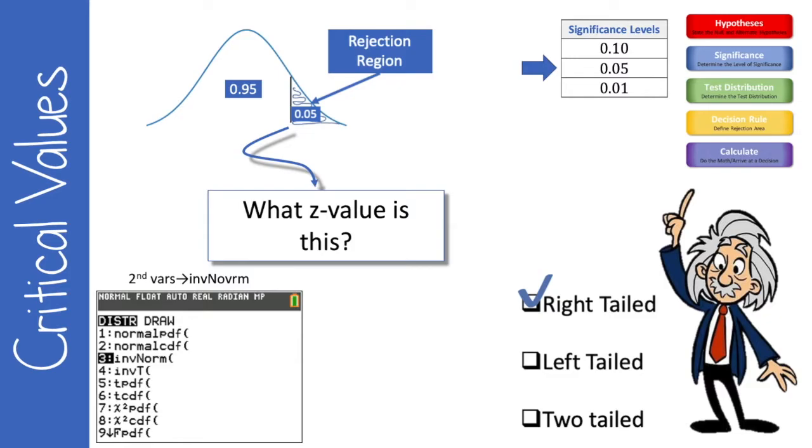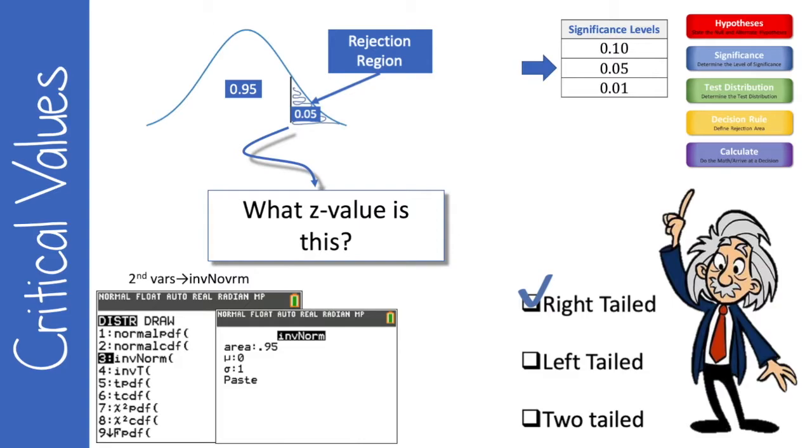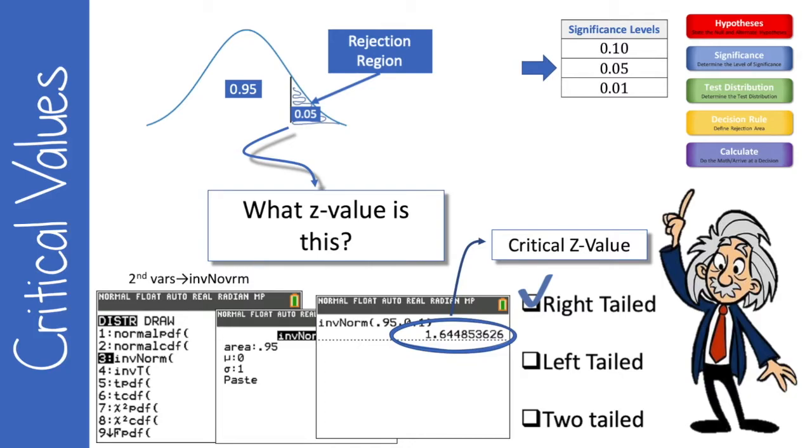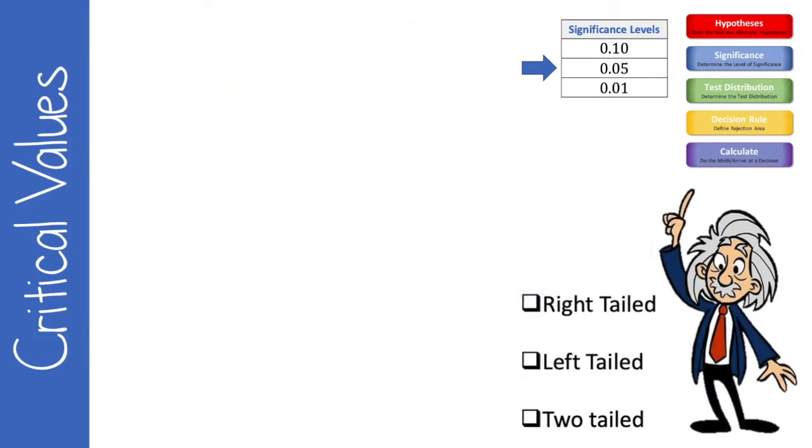On the TI-83 or 84, we'd go to second, vars, inverse norm, plug in 0.95, and it brings up a z-value of 1.645. This is what we call a critical z-value. Let me show you another one.